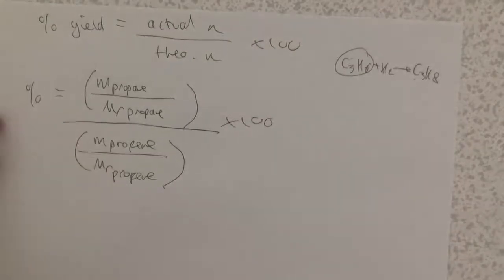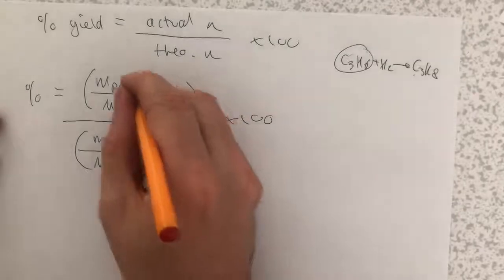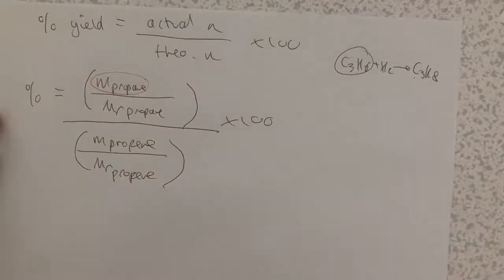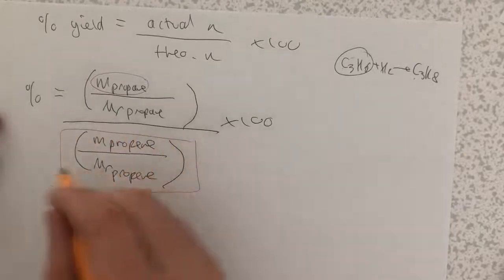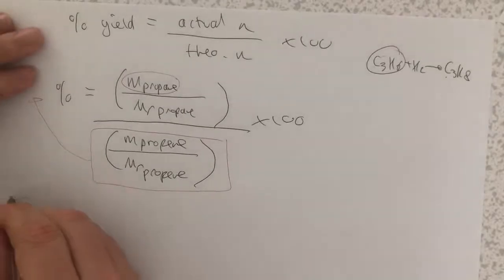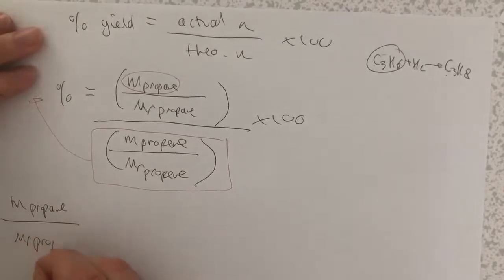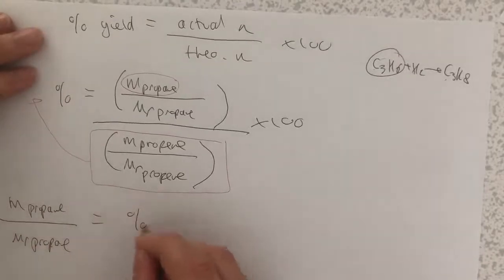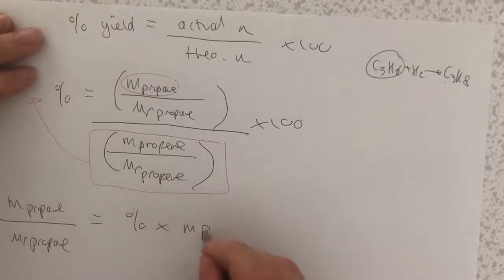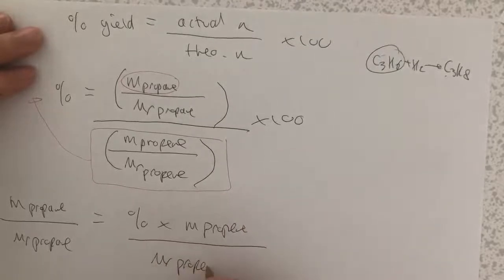We can then rearrange. So what are we trying to find? We are trying to find our mass of product. So we need to make our mass of propane the subject of the expression. So this term on the bottom here, we're going to pull it up here by multiplying. So I can say my mass of propane over my MR of propane is equal to my percentage yield times by the mass of propene divided by the MR of propene.